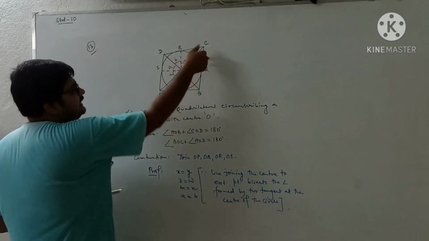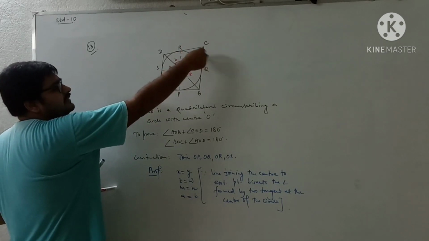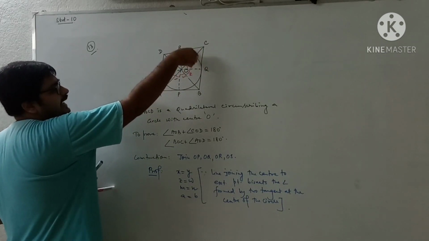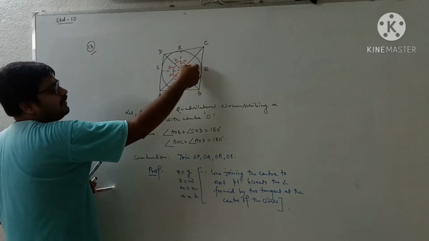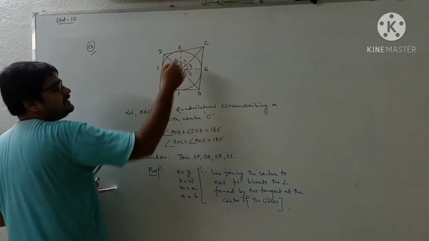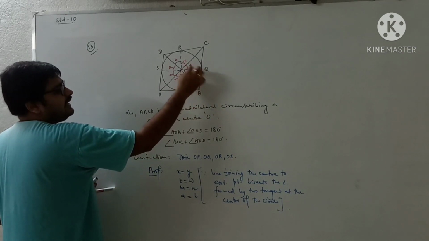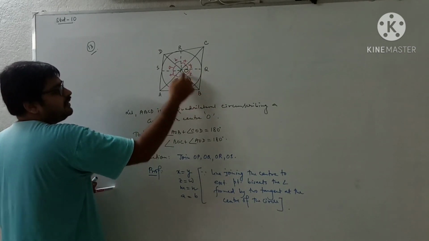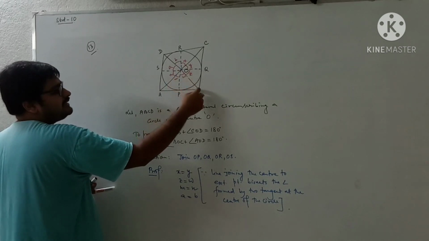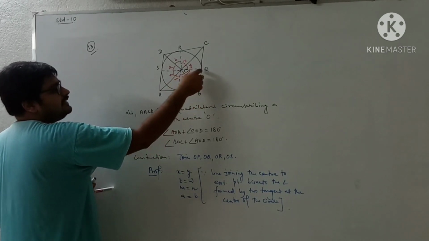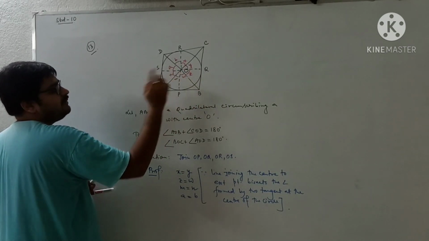So that's why CR and CQ are the tangents. They are subtending the angle ROQ. So x and y will be equal because OC bisects this angle. Similarly, BQ and BP are tangents, so they are forming the central angle QOP, and OB is the line joining the center to that external point. So this will bisect this QOP angle. That's why Z and W are equal.